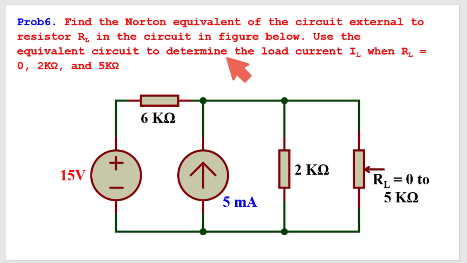This next problem: find the Norton equivalent of the circuit external to resistance RL. This is the load resistance in the circuit in the figure below. Use the equivalent circuit to determine the load current IL when RL is equal to 0, 2 kilo ohm and 5 kilo ohm. So I have to calculate the load current.